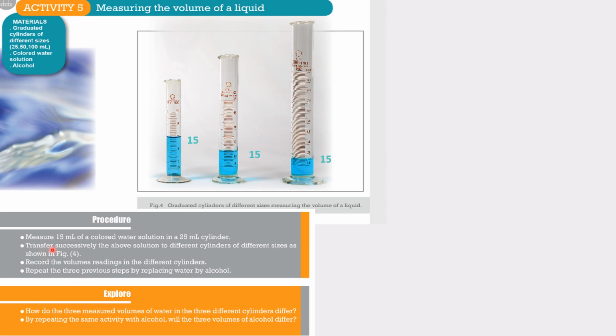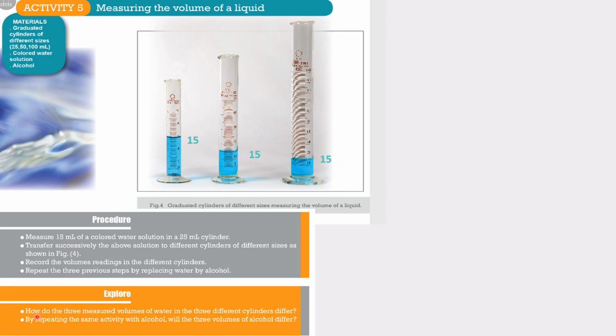Then we transfer successively the above solution to different cylinders of different sizes as shown here. Record the volume reading in the different cylinders. When we put water in the first one, the volume is 15. Then when we transfer the colored water to the second cylinder, the volume remains 15. And finally, in the last cylinder, the volume remains unchanged.